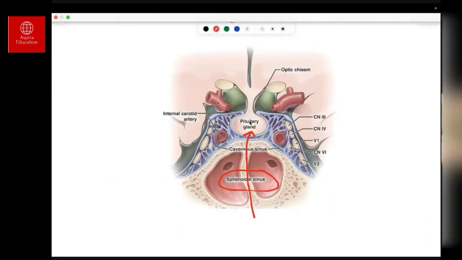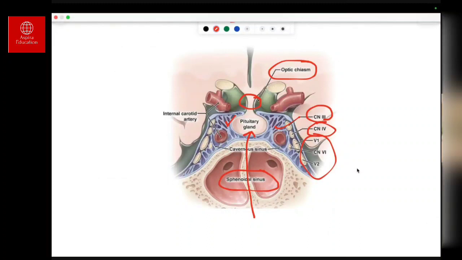and how the pituitary gland is closely related to the optic chiasma, okay? That is the junction of the two optic nerves. And whenever there is a pituitary mass, how the optic nerve is compressed superiorly, that you have to know. And on either side of the pituitary gland, you have got the cavernous sinus. On the lateral part, you have got the third cranial nerve, the fourth cranial nerve, and the divisions of the trigeminal nerve.